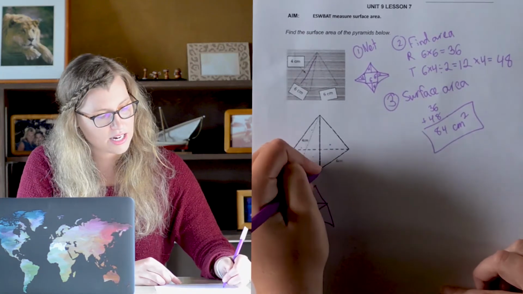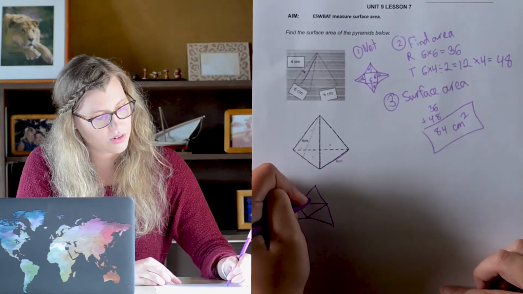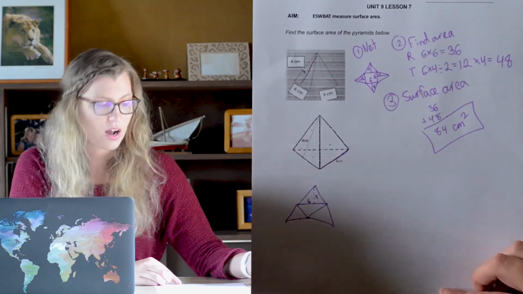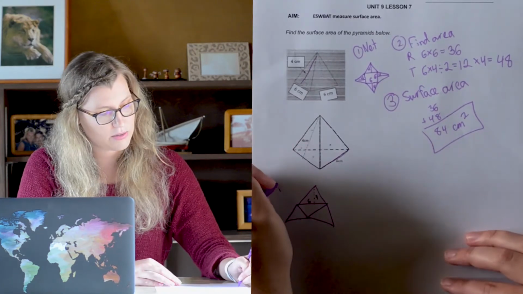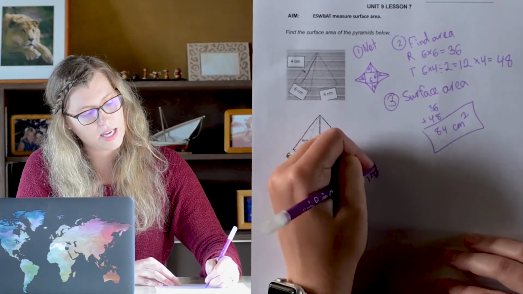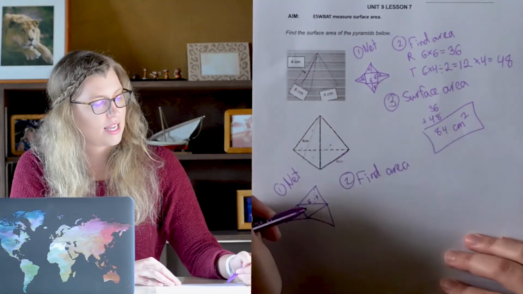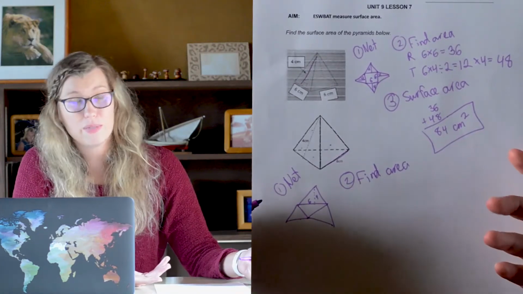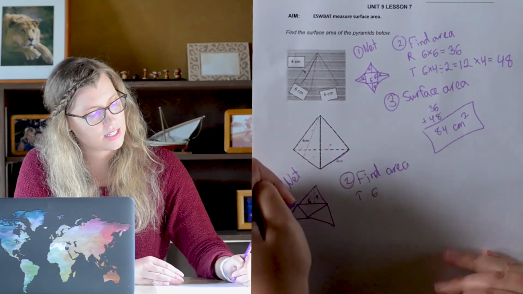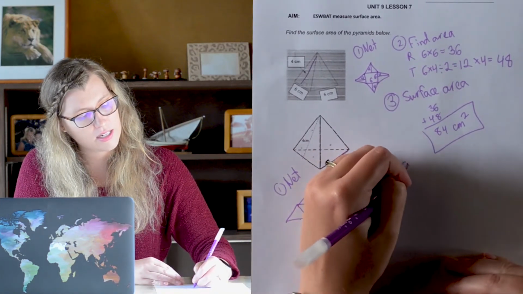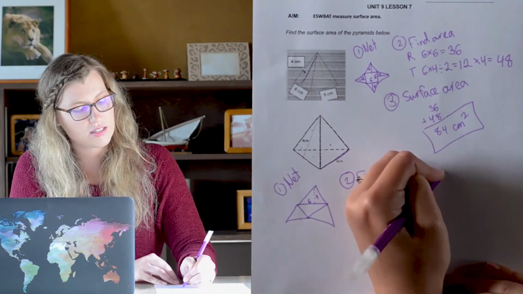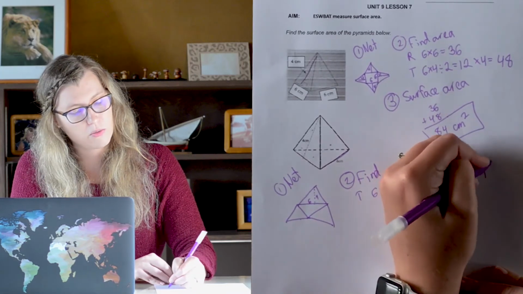And what I can see here is the base is going to be the same for all of them. And the height is also going to be the same for all of them. So that was my first step. I drew my net. Now I'm going to do step 2 and find my area. And thankfully I only have one area really defined. It is my triangle. So my base is 6, my height is 4, divide by 2, I will get 12. However, I have 4 of these. So my total will be 48.